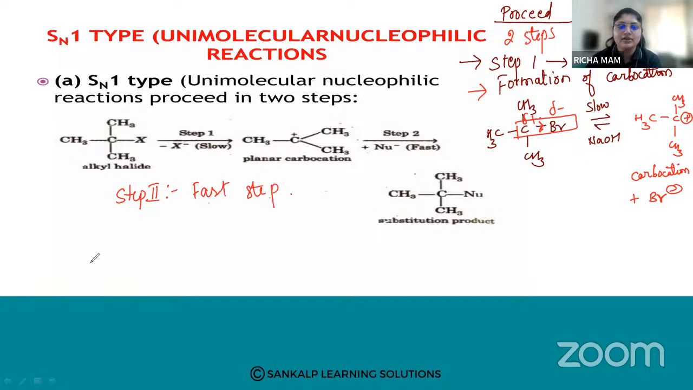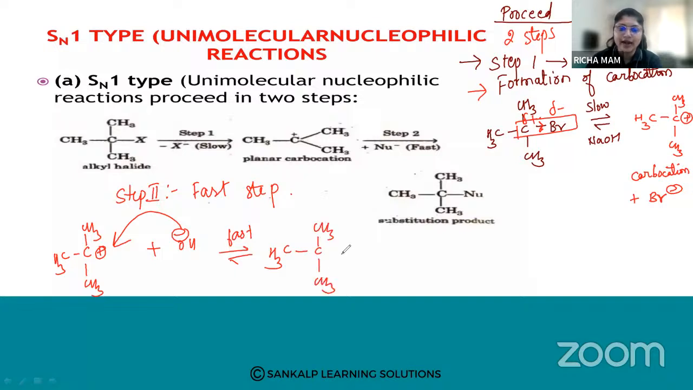The carbocation which is formed in the first step, here the attack of the nucleophile takes place very fast. The attack of the nucleophile takes place at a fast speed. So this is a fast step. What is the product obtained? You obtain tertiary butyl alcohol. So this is the product.